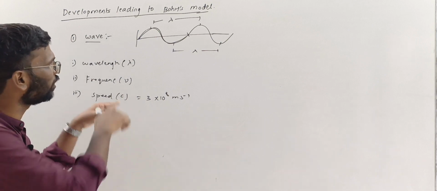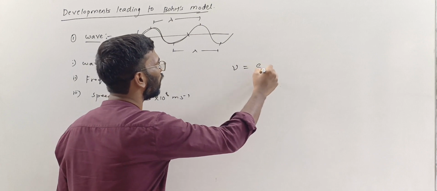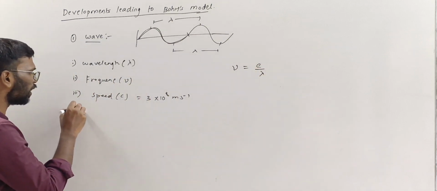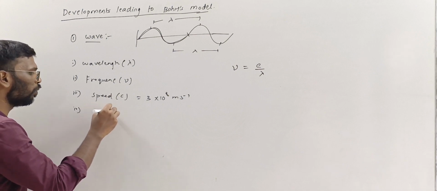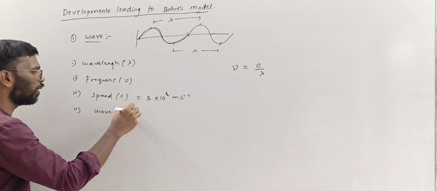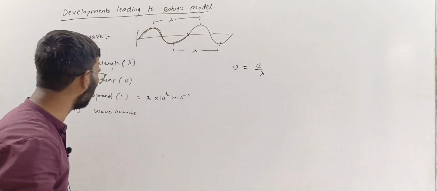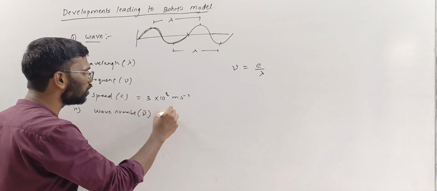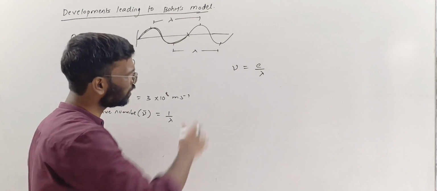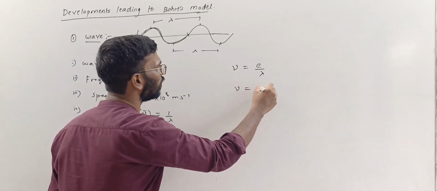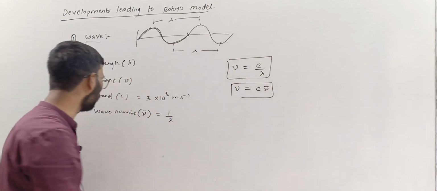Now, what is the relationship between them? nu is equal to c by lambda. There is one more quantity, the wave number, which is the number of waves per unit length. It is represented by nu bar, which is equal to 1 by lambda, the inverse of the wavelength. So the same formula could be written as nu is equal to c nu bar. These are the two formulas which will be very helpful.